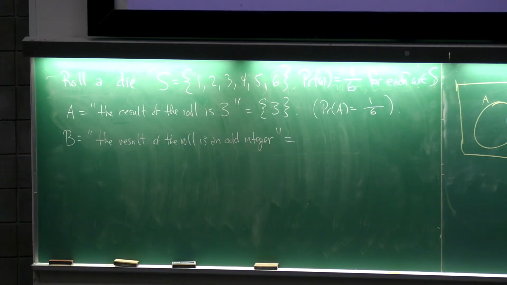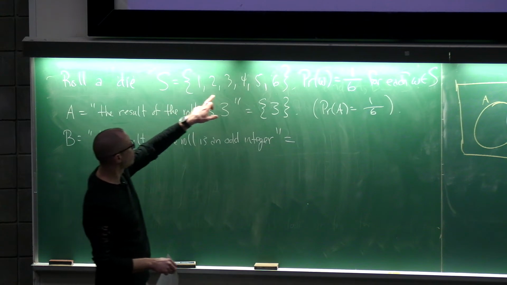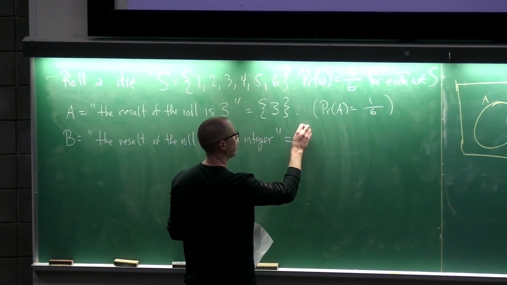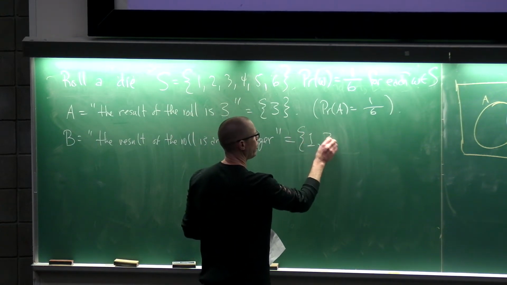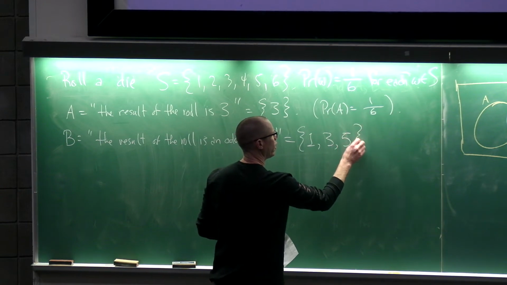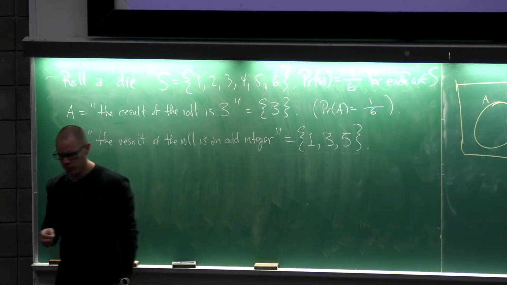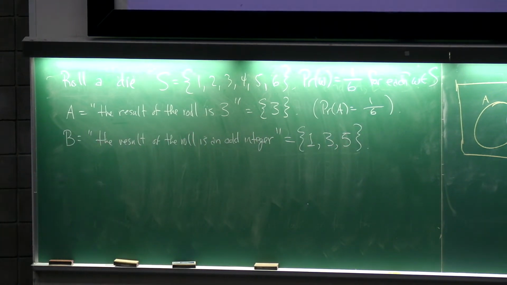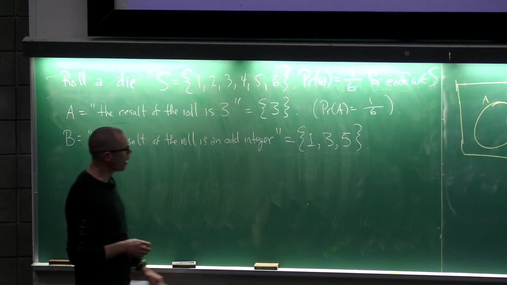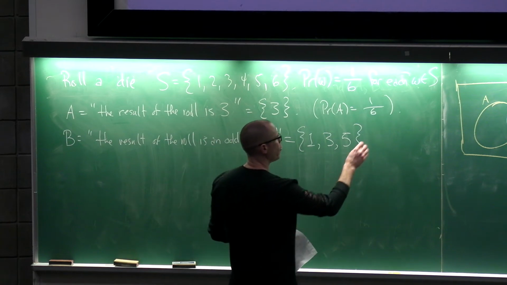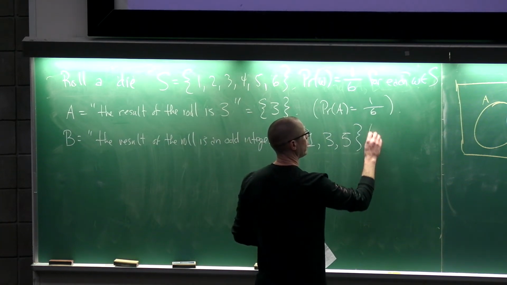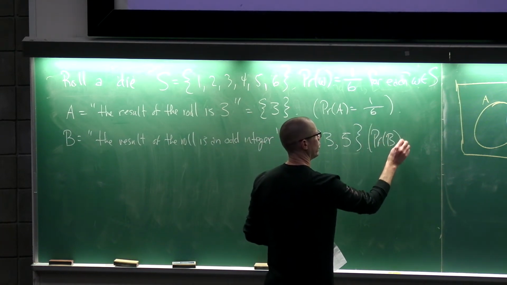Okay, so B says, I'm only interested in outcomes where the result is an odd integer. And the odd integers in this set are 1, 3, and 5. And the probability of B is what?